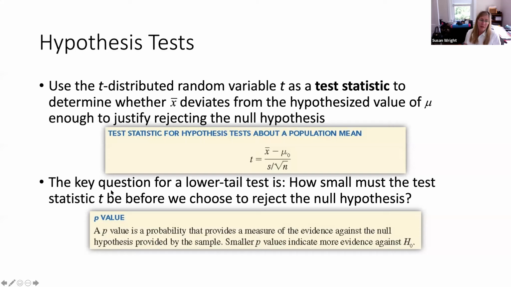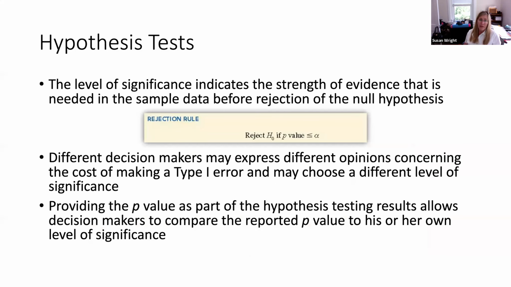And then we also calculate something called the p-value. The p-value is the probability that provides a measure of evidence against the null hypothesis provided by the sample. So smaller p-values indicate more evidence against H0. So here's the way we use it. We would say that if the p-value is less than the level of significance, which like I said is either 1% or 5%, we would reject the null hypothesis. And if this doesn't hold true, then we don't have enough evidence to reject.